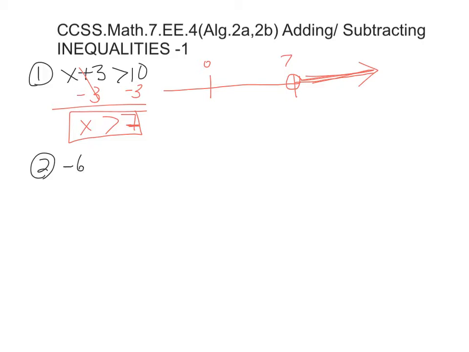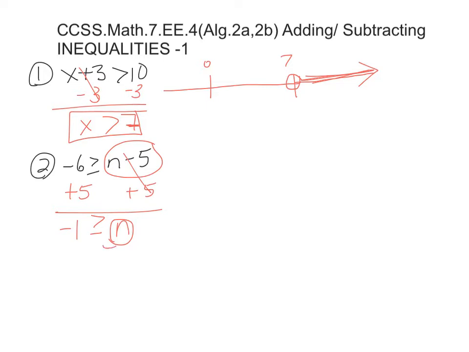Solve for negative 6 is greater than or equal to n minus 5. All right, so we're not going to panic. We're going to be looking at the n side, the variable side, and we're going to add 5 to both sides. All right, and when we do that, we're left with negative 1 is greater than or equal to n. And this kind of gets hard with graphing, so we're going to start with the n. We're going to switch it around. So it's n is less than or equal to negative 1.